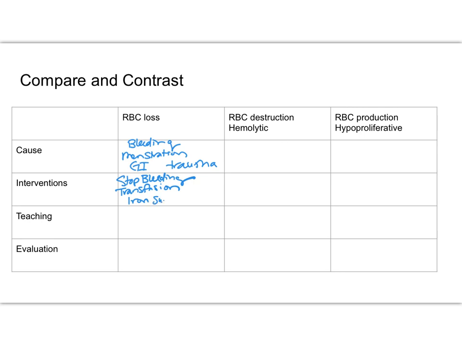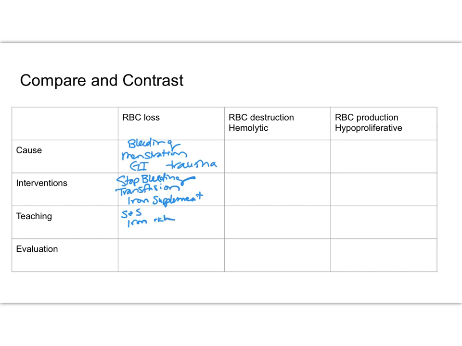What do we want to teach? It depends upon what it is. Signs and symptoms. How are they going to know if they're having a lower level and need to be checked out? More fatigue, pale skin. If they see black tarry stools, right? If they're getting very fatigued, short of breath. Talking about an iron-rich diet.